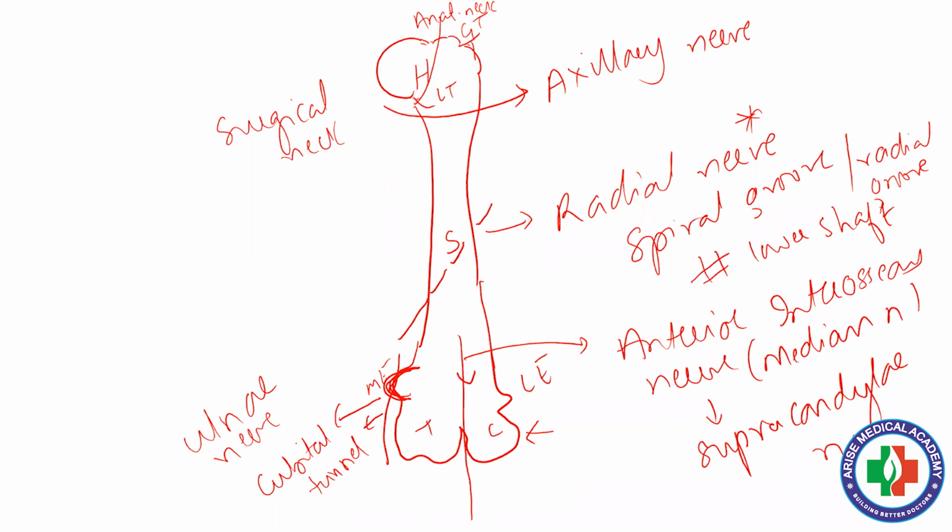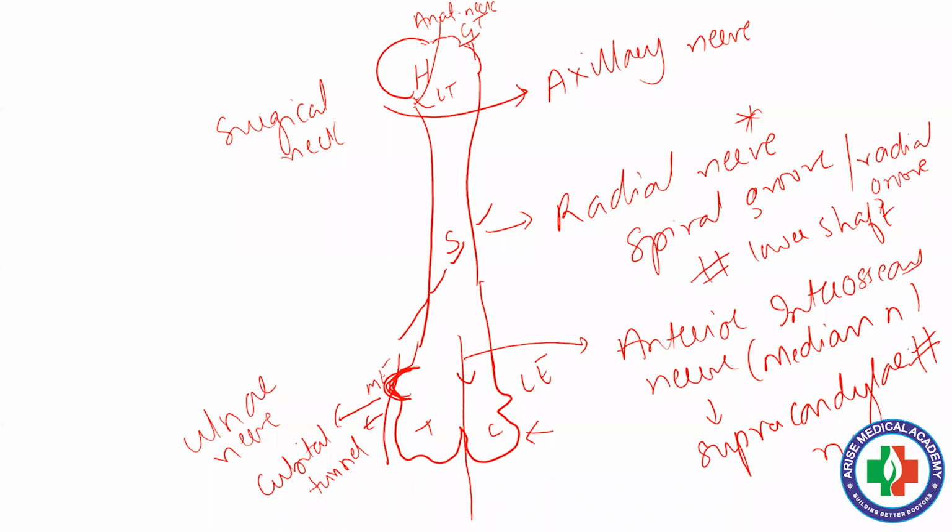The nerve damaged at the surgical neck is the axillary nerve. The nerve damaged at fracture of the shaft or lower shaft of the humerus is the radial nerve. Spiral groove, radial groove, that is okay. Nobody will ask you radial groove, but remember spiral groove, the nerve that passes through the spiral groove is the radial nerve. Behind the medial epicondyle, in the cubital tunnel, is the ulnar nerve. In the supracondylar region, or in supracondylar fractures, the nerve that is damaged is the anterior interosseous nerve, a branch of the median nerve. If they give anterior interosseous nerve, go for it. If they don't give it in the options, they give median nerve, you can select median nerve. This is an important diagram.